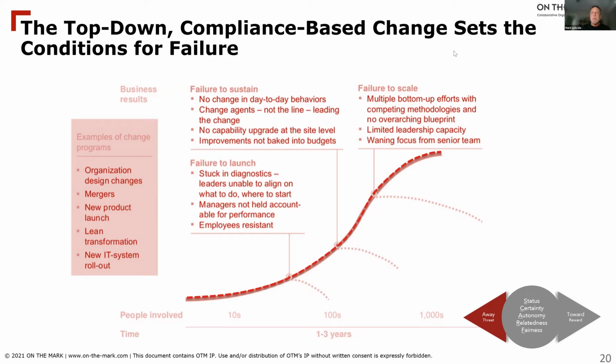So with any change, you have to keep pressure on. You have to keep it visible. You have to keep building relevance, help the organization build relevance and make connections. And so the waning part is basically leaders moving on to something else, thinking it's all taken care of.